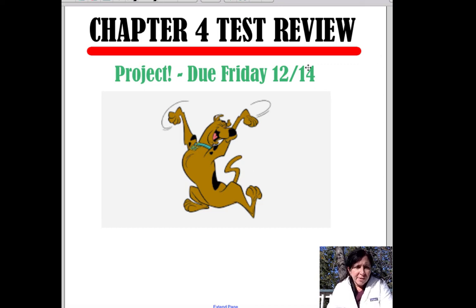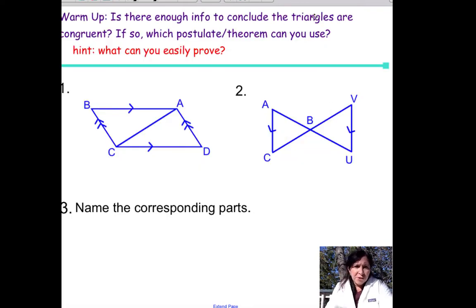Hi everyone, this lesson is a review for your chapter 4 test that's coming up this week, so let's get started. First question is a warm-up, and the warm-up is saying, is there enough information to conclude that the two triangles are congruent? If so, what postulate would you use?